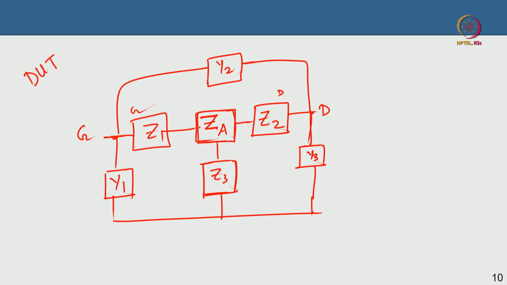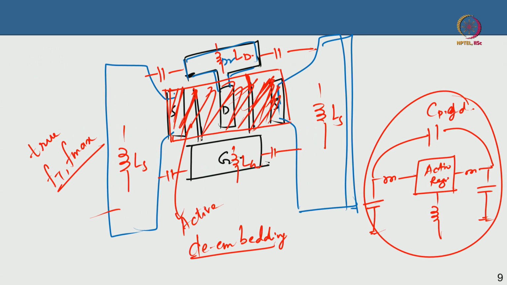DUT stands for device under test, because what I am going to measure experimentally using a vector network analyzer or an instrument is the representation of this entire thing, and I need to find out ZA only. So what will I do? I will define some calibration structures on the wafer, physically located close to this actual device. I am fabricating this on the actual wafer.